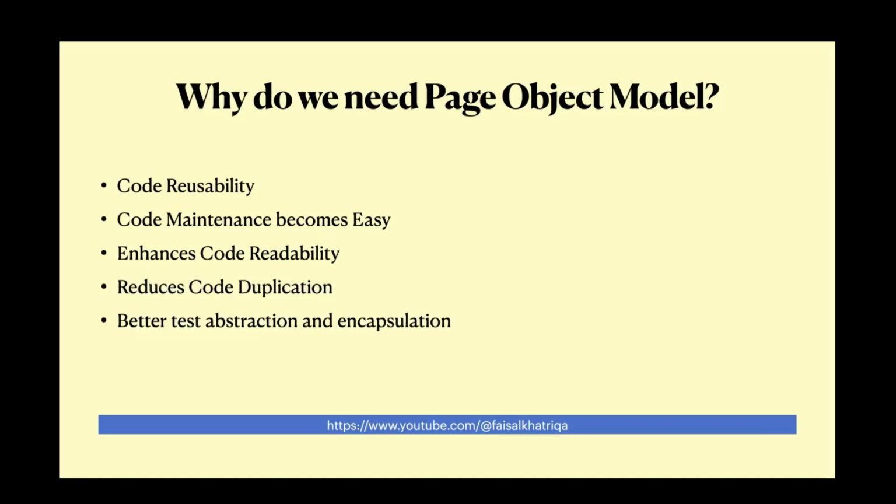Better test abstraction and encapsulation. In page object model, the details of the UI interactions are hidden inside easy to use methods, allowing test abstraction. This makes the test focus on actions to perform rather than how they are done. The page object classes keep the locators and interaction logic encapsulated, thus shielding the test scripts from complexities of the UI.